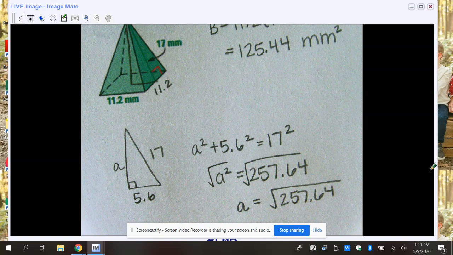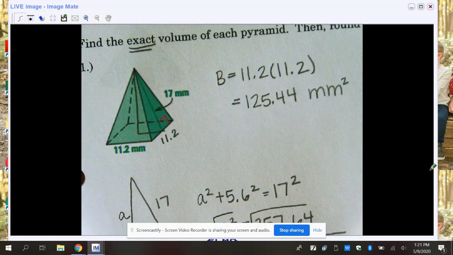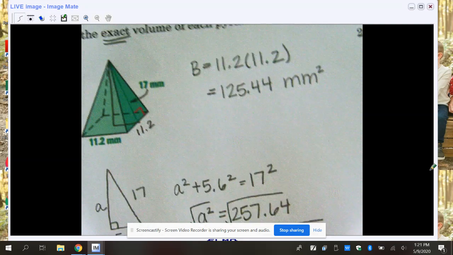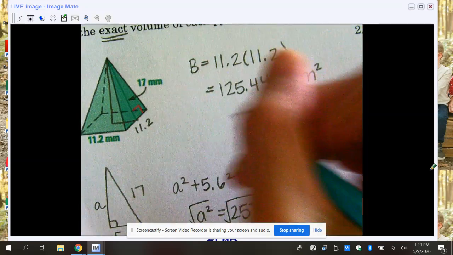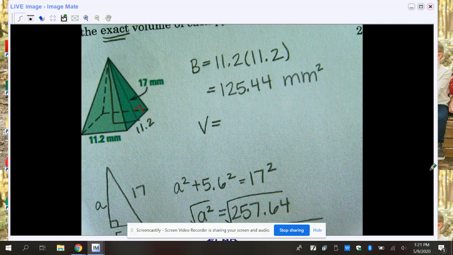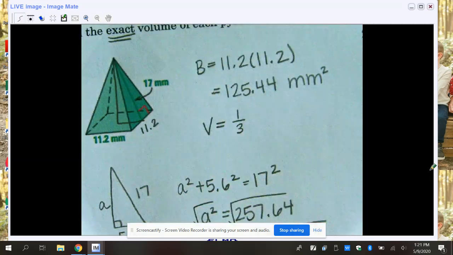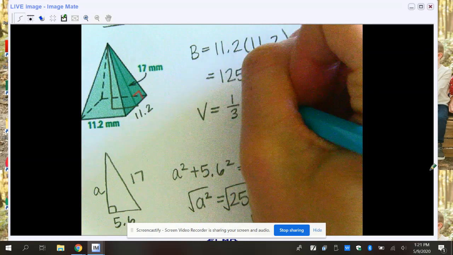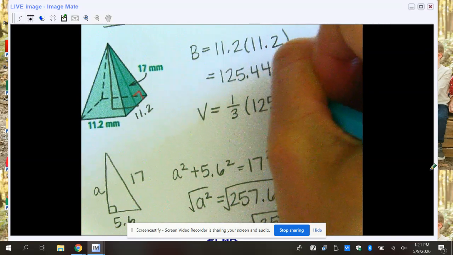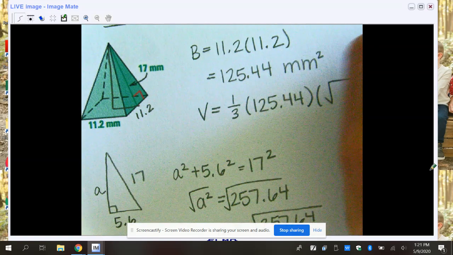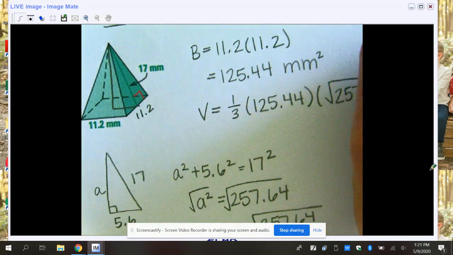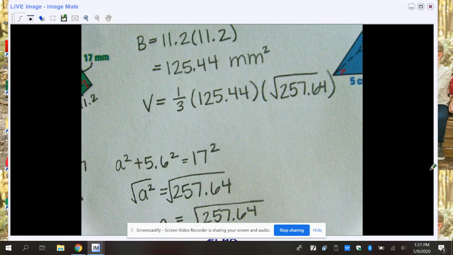It can be done if you change that decimal to a fraction and then simplify the numerator and denominator, but we're not gonna get to that point. So I'm just gonna leave that as the height. Now when I go to find my volume, it's gonna be 1/3 times the area of the base times the height of the pyramid. Honestly, you guys, I would just leave that as your exact answer.